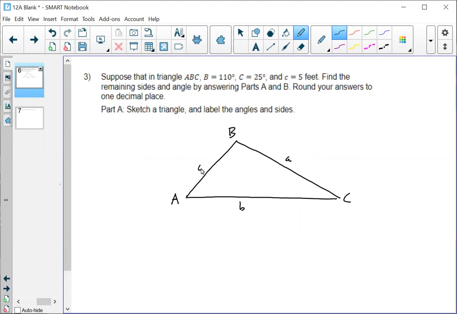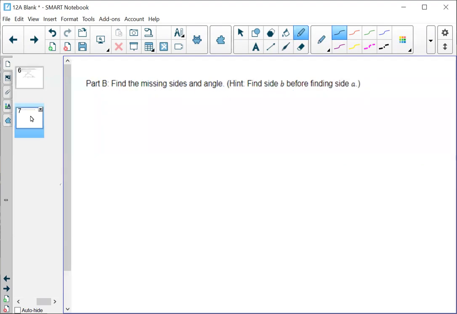B is 110 degrees, so I'll put 110 degrees there. C is 25 degrees, so I'll put 25 degrees in there. And side C is 5 feet, so I'll put 5 next to side C. Part B says find the missing sides and angle. Find side B before finding side A.